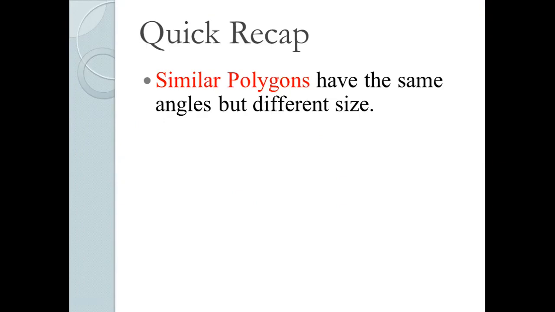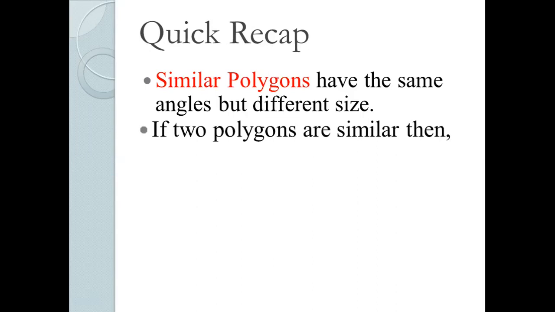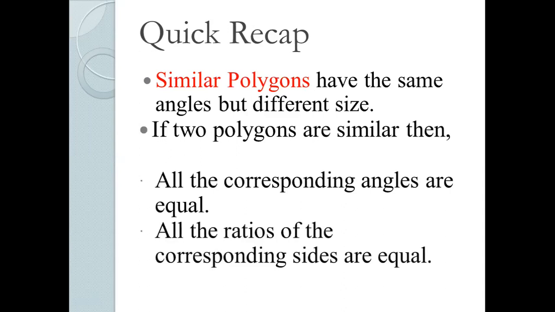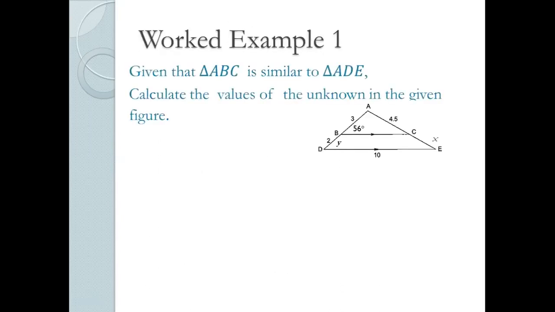A quick recap of similar figures. Similar polygons have the same angles but different sizes. If two polygons are similar, then all the corresponding angles are equal and all the ratios of their corresponding sides are always equal. Look at this worked example 1. Given that triangle ABC is similar to triangle ADE, calculate the values of the unknowns in the given figure.